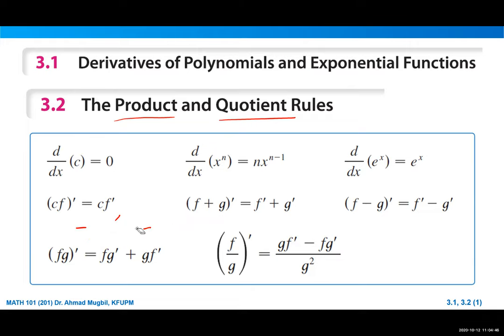What is it? The derivative of the product is the first one times the derivative of the second plus the second one times the derivative of the first. For the quotient also, the derivative cannot be distributed over the quotient. So the derivative of the quotient is not the quotient of the derivatives. What is it? It is the denominator times the derivative of the numerator minus the numerator multiplied by the derivative of the denominator, all over the square of the denominator. So this is 3.1 and 3.2, just these formulas.